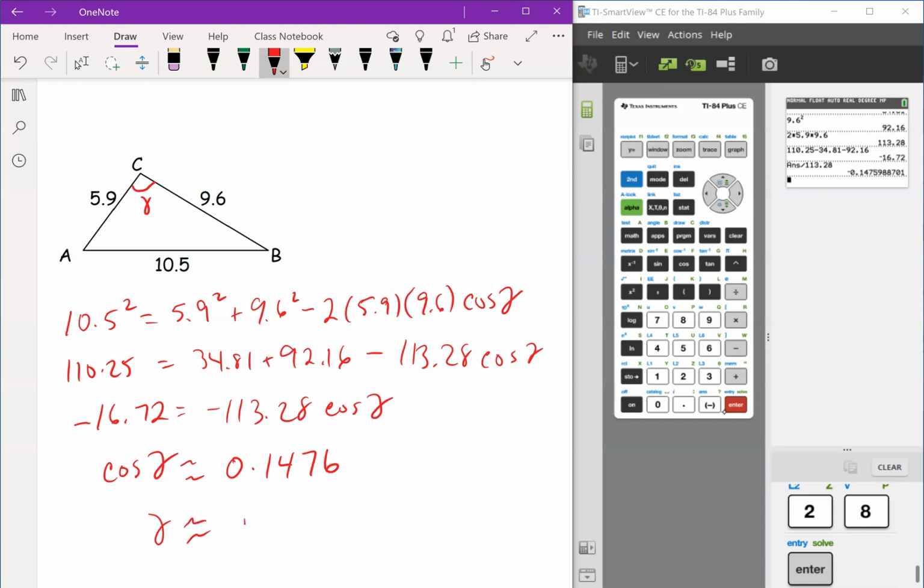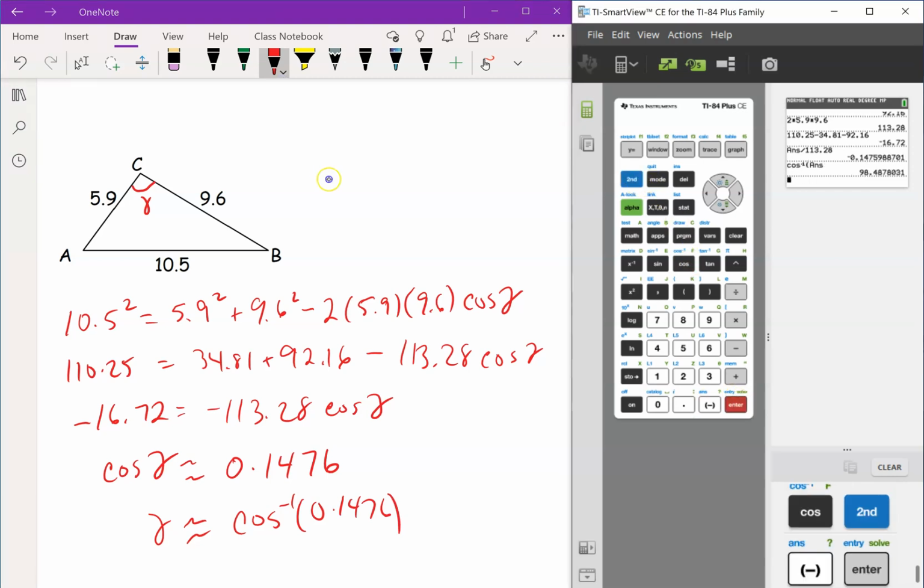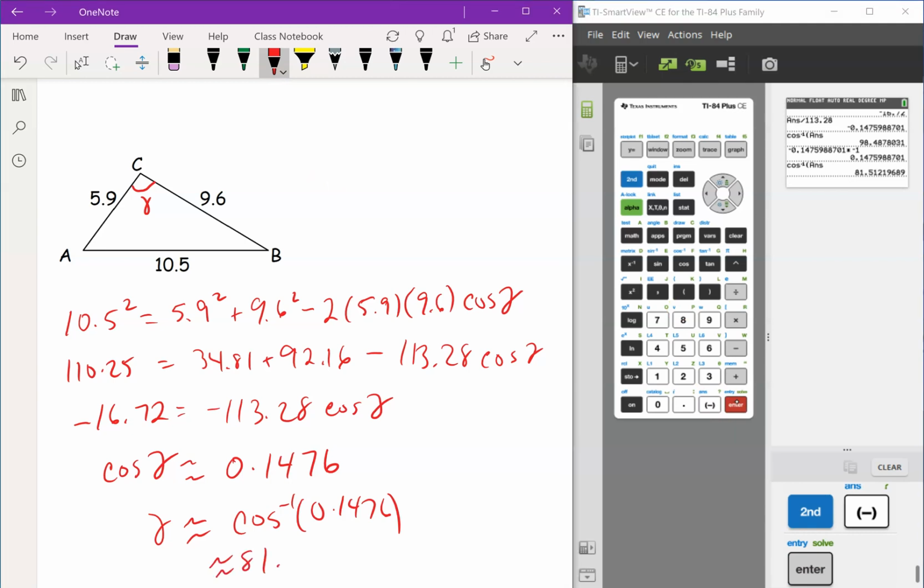Now we do our inverse cosine. Inverse cosine of the previous answer gives us, oops, I forgot to make it positive. Sorry, let me go back up here again. Let me grab that number, make it positive, and then do the inverse cosine. Apologize for that. This is 81.5122 degrees.